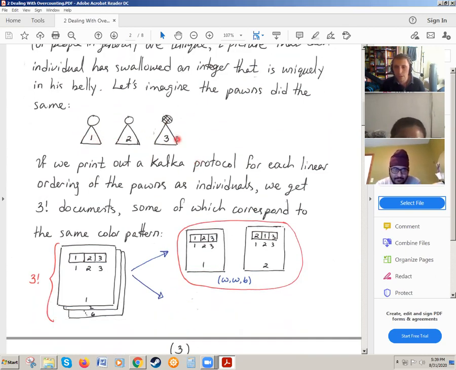If I know them, then I can produce the Kafka document where I have 3 inputs. You see this? 1, 2, 3, where I list pawn number 1, pawn number 2, pawn number 3, and I list all of them. If you remember the previous lecture, there are 3 factorial such documents possible, each corresponding to a unique linear arrangement. So far, everything's clear?